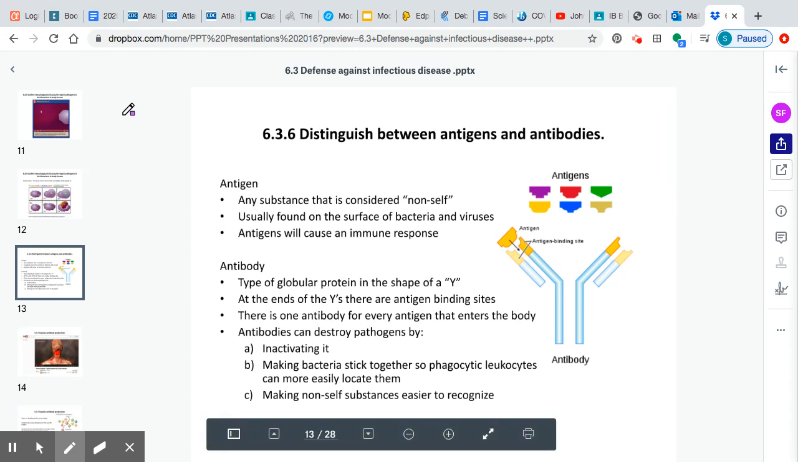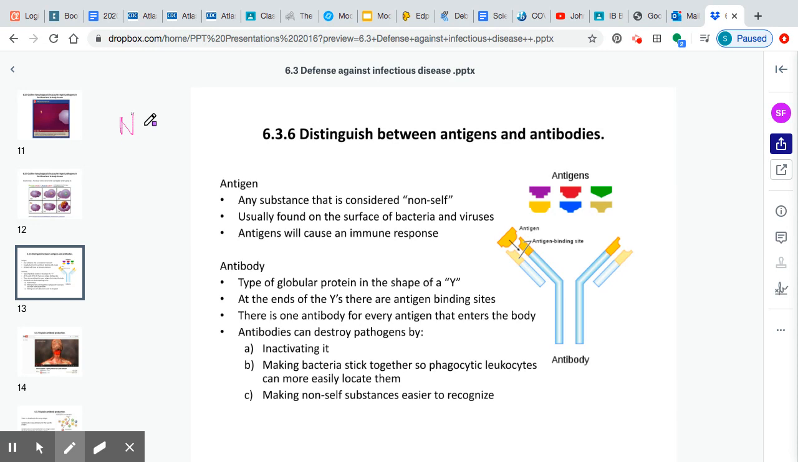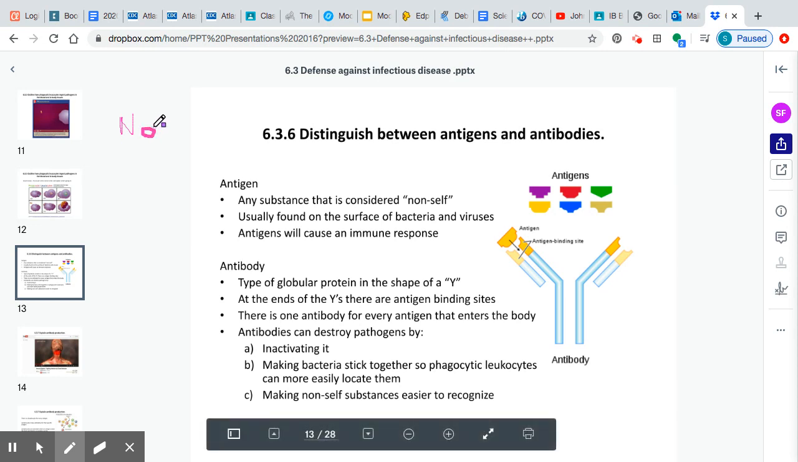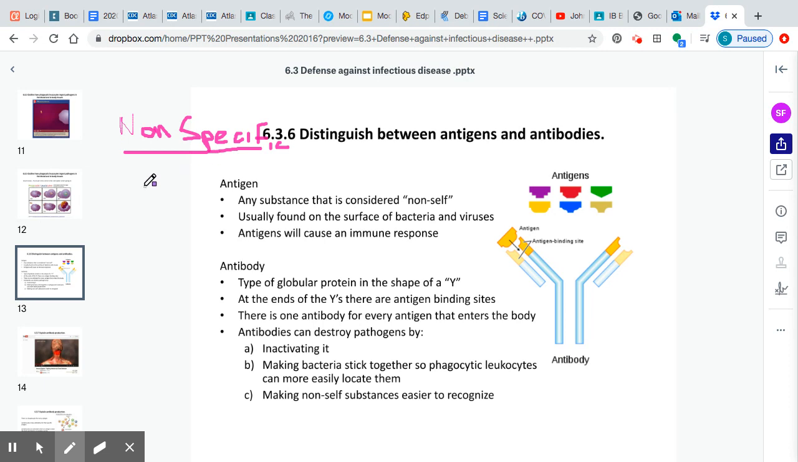Earlier in this topic, we talked about non-specific immunity, and then we talked about specific immunity. So let's just talk about the differences between these two. I'm going to write right over the objective, but oh well. Non-specific immunity is when your body responds to something not specifically. So let me clarify that a little bit.